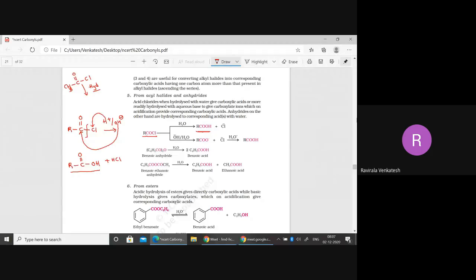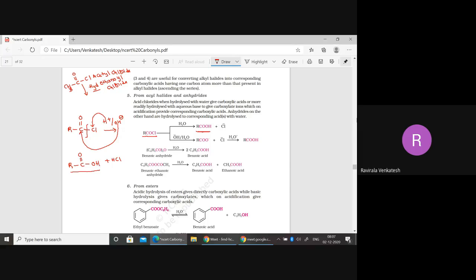Name of the product, beta. If you take ethanoic acid, this is called acetyl chloride. The common name is acetyl chloride, or ethanoyl chloride.